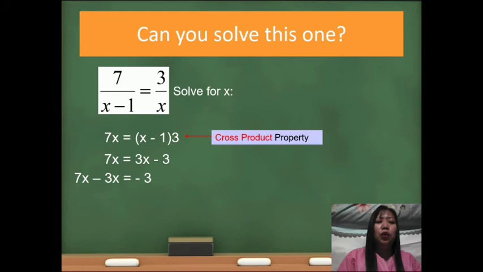Next, we need to transpose 3x on the other side. So, 3x will become negative 3x. So, 7x minus 3x is equal to, and then rewrite negative 3. So, 7x minus 3x is equal to, yes, 4x is equal to negative 3. Next, divide both sides by 4. So, the value of x is negative 3/4. Good job!